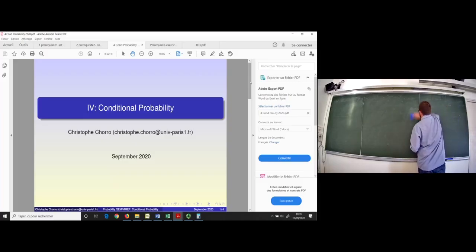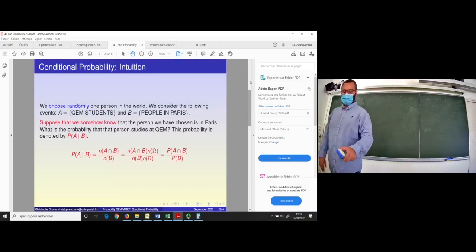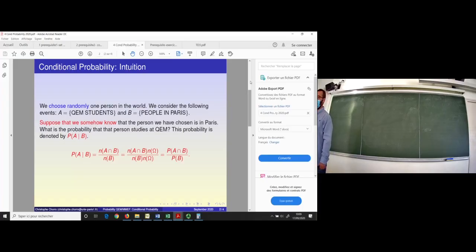So let's take an example. That is this one. It's not possible to replace QM by MMEF. That's why I use QM here. Okay, you are going to understand why.